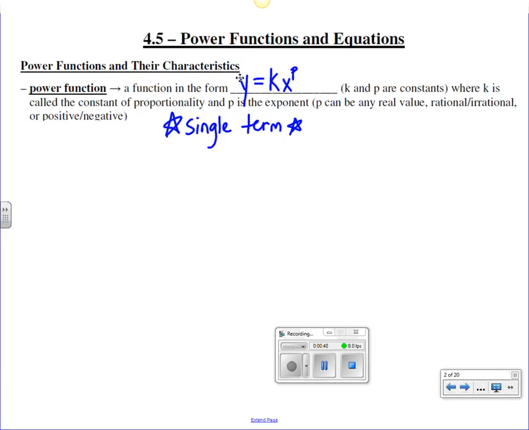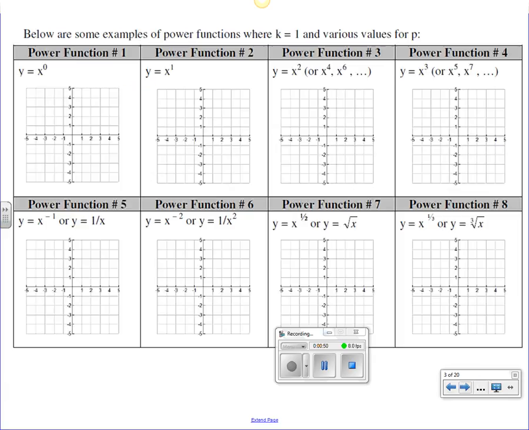Okay, so here are some examples. So the first one, y equals just x to the 0 power. Well, anything to the 0 power is 1. So it's y equals 1, which is just a horizontal line. That looks like that. The next one, y equals x to the first power, is a linear function. It goes through 0, 0. Looks like that. You don't need to memorize these.